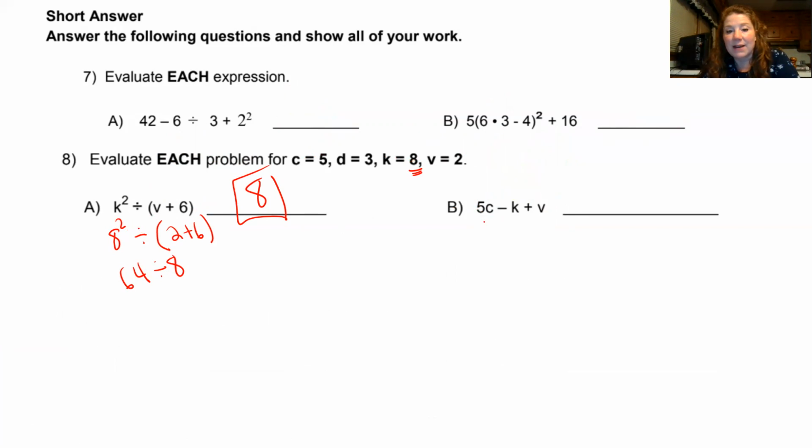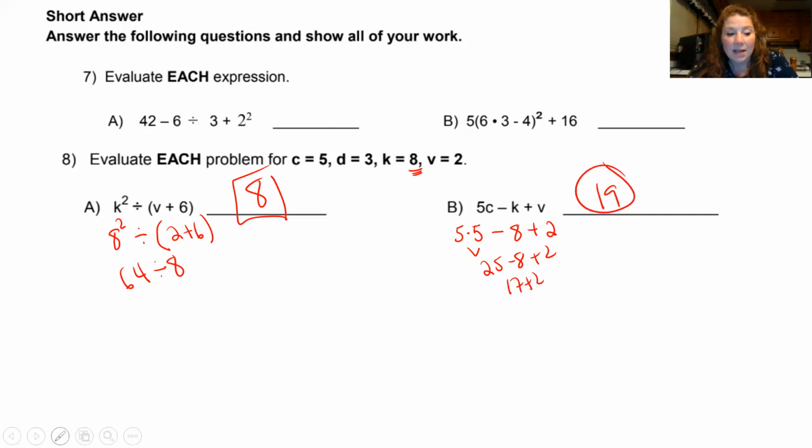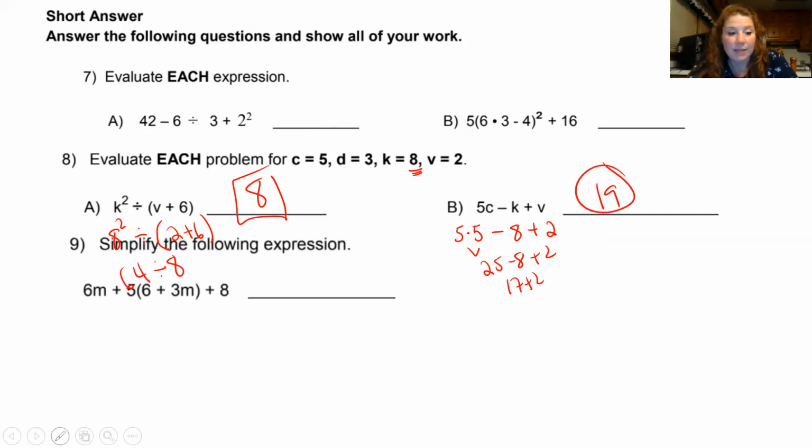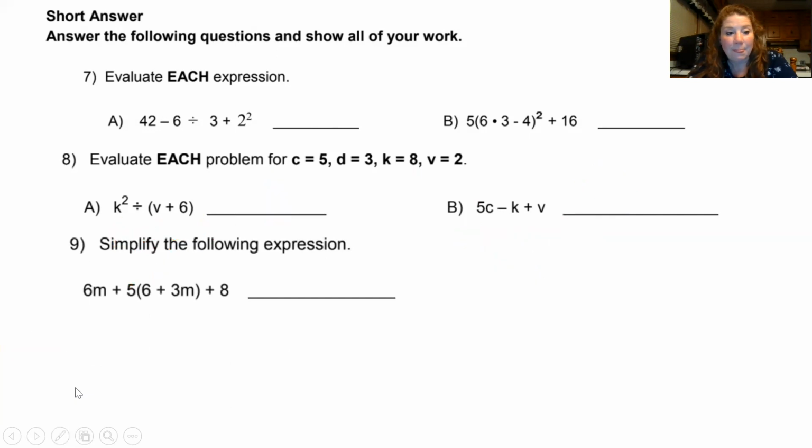Letter B, 5C. Well, that means 5 times C. If C is 5, we're going to multiply 5 times 5 minus K, which is 8, plus V, which is 2. So 5 times 5 is 25, minus 8, plus 2. 25 minus 8 is 17. And 17 plus 2 is 19. I hope I'm getting 100, guys. Check me, please.